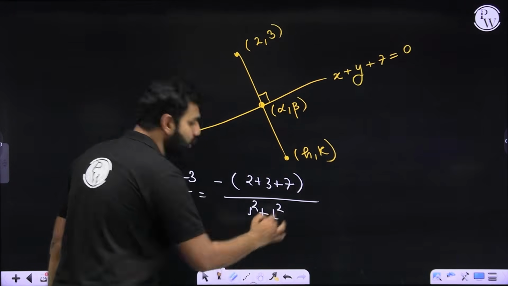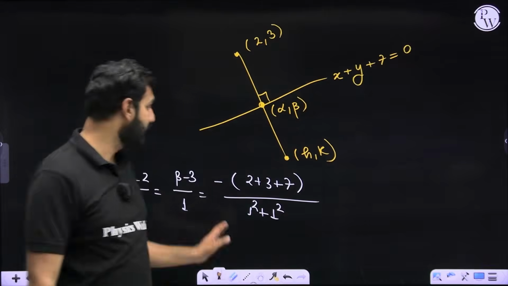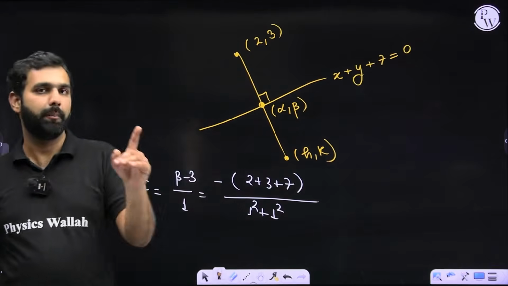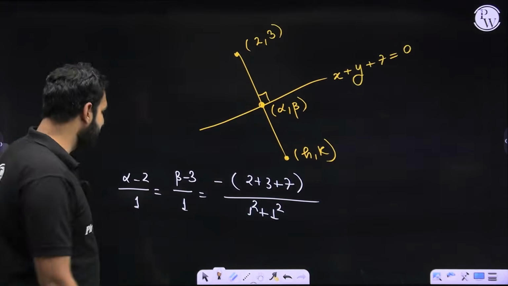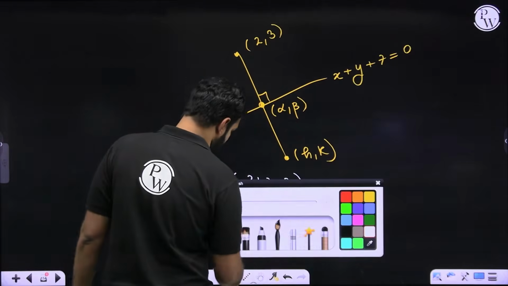Don't put an under root over here. In the distance formula, we do that. But when finding the feet of the perpendicular or the mirror image of a point with respect to a line, don't do that. And now by taking them one by one, what do I mean by that?